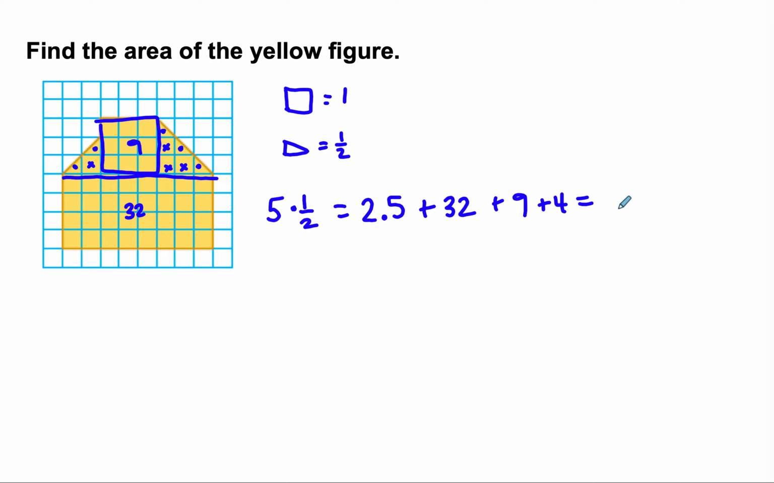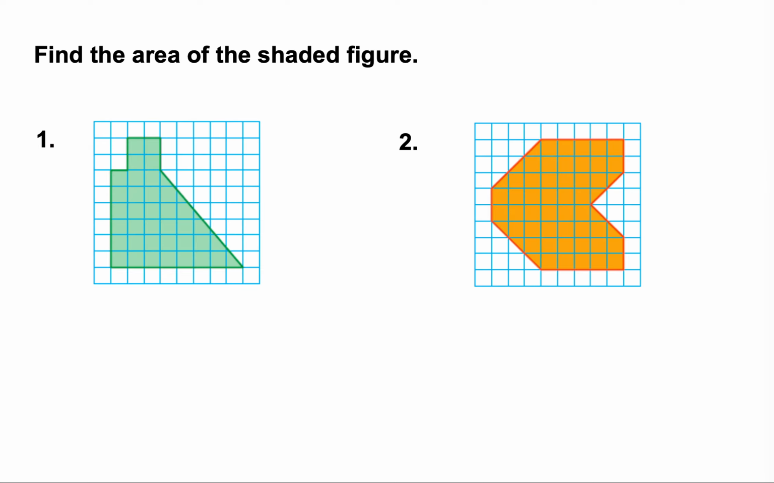All right, when I add all of those together, I get 47.5. This is area, so I need a squared on my answer's label. I don't want it on the number part, I want it on the label. And if there isn't a label like this one, then it's going to be units. So units squared is our area. All right.